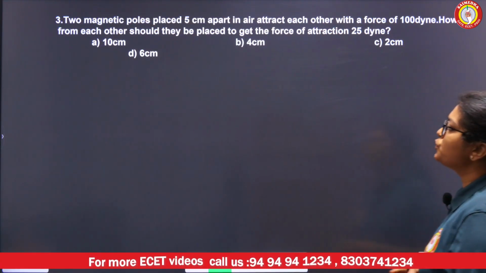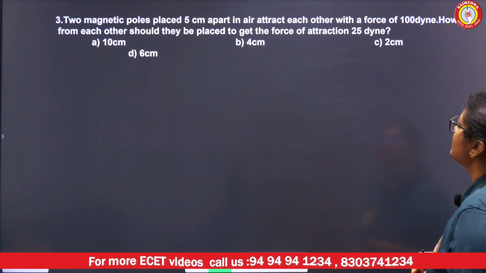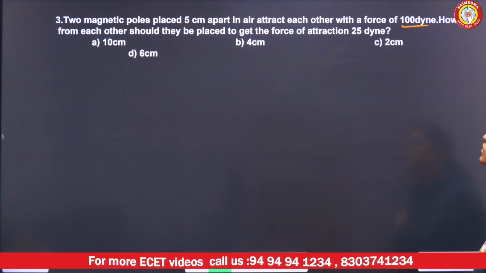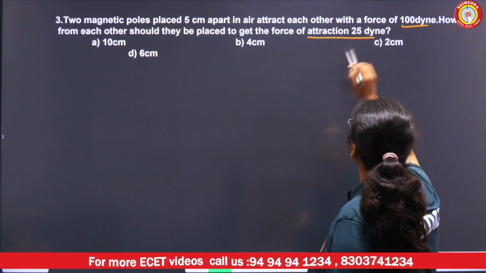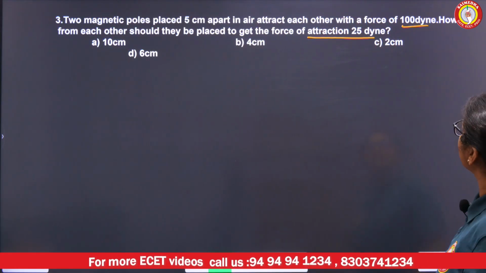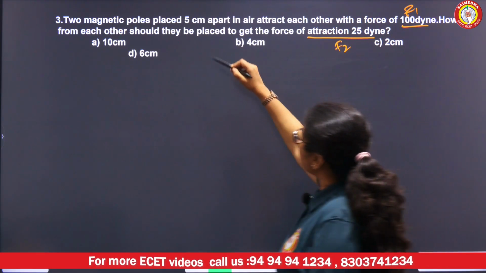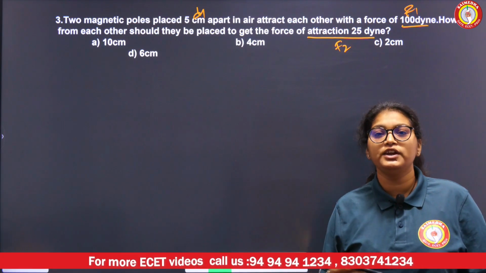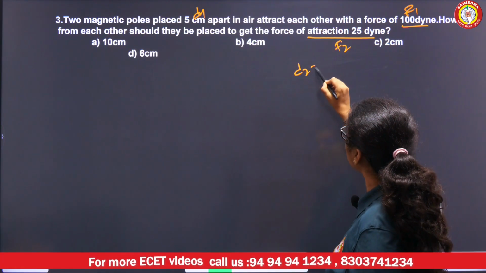So two magnetic poles placed 5 centimeters apart in air attract each other with a force of 100 dyne. How far from each other should they be placed to get the force of attraction 25 dyne? They have given two forces and one distance, this is d1. So we have to find out the distance d2, that is what the distance d2 we have to calculate.